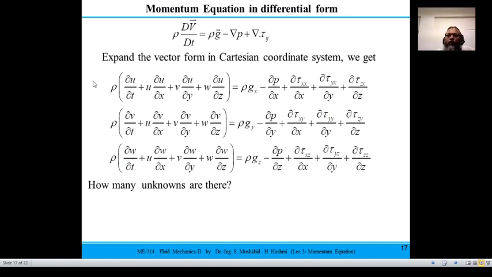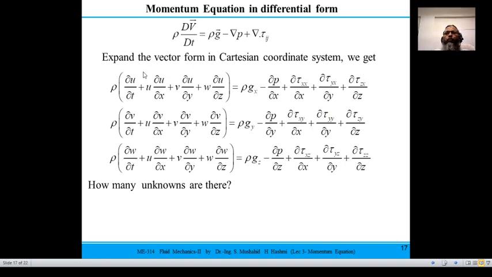As you know, the problem involves space and time variables: x, y, z, and time. These four, x, y, z, and t, are our independent variables. But the variables in which we are interested are u, v, w, and pressure.